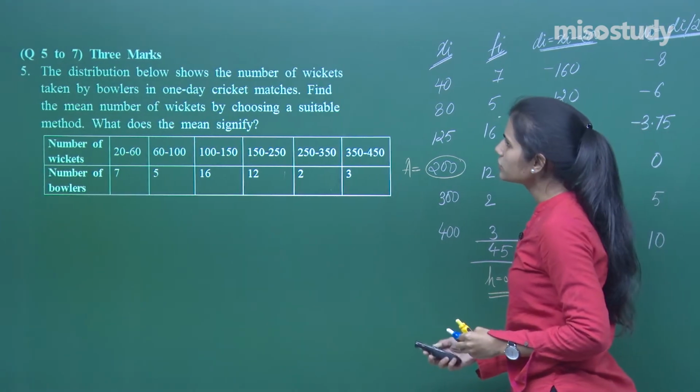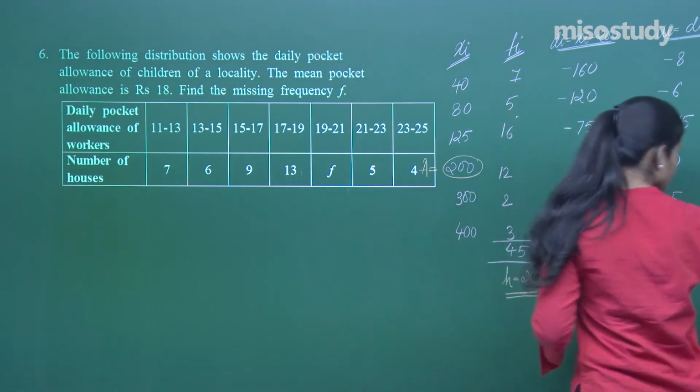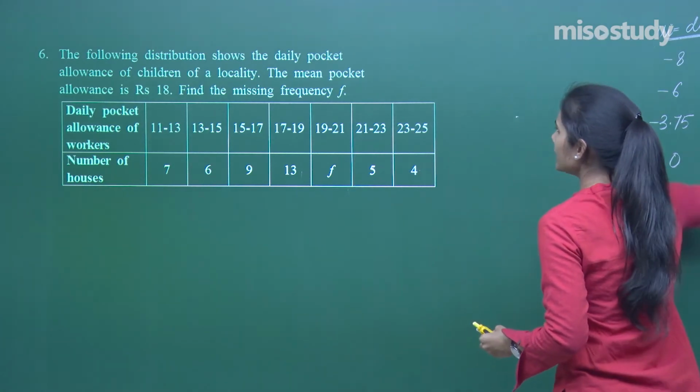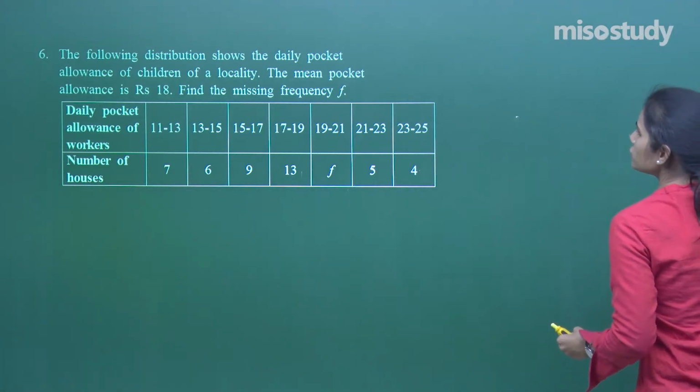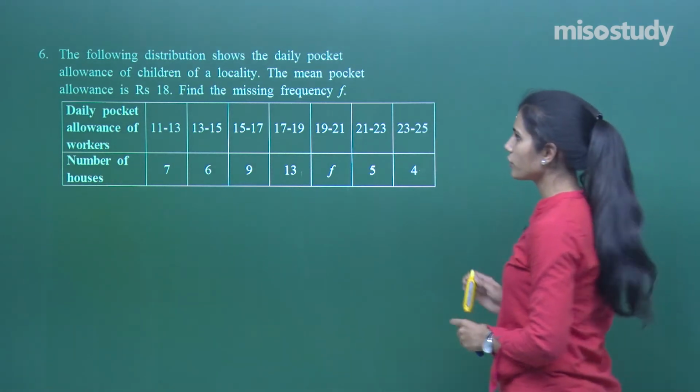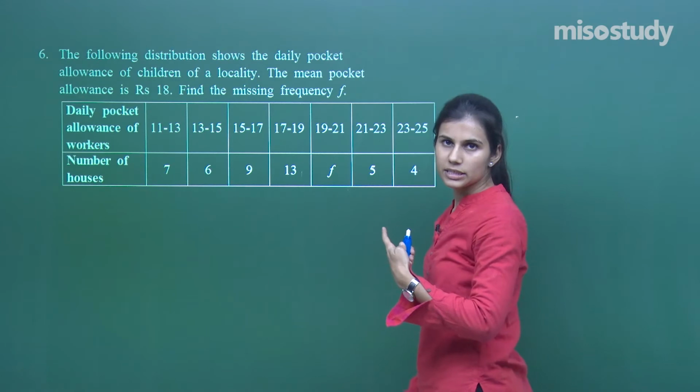Let's move on to the next question. It says that the following distribution shows the daily pocket allowance of children in a locality. Mean is already given to you. Find the missing frequency. Mean is already given to you, don't forget. And again, this is a continuous frequency distribution.